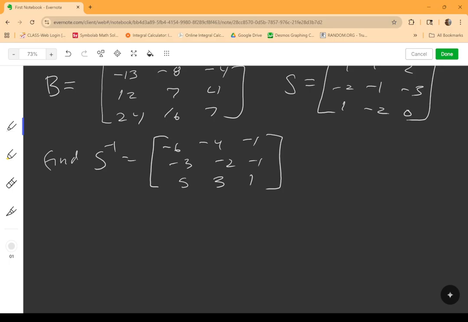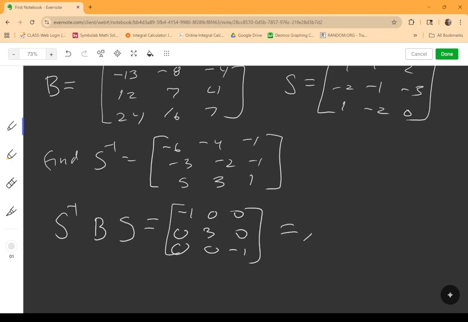Here, let's say we perform the operation S inverse B S, and that turns out to be this matrix -1, 0, 0, 0, 3, 0, 0, 0, -1. All right, that is our matrix A. Now this doesn't always happen. S was chosen in such a way that we forced this to happen, where we had this diagonal matrix.